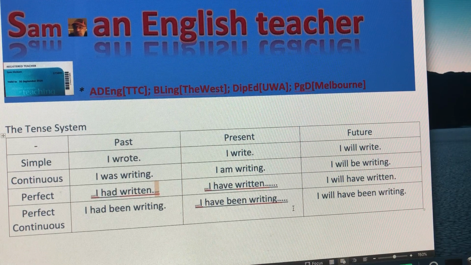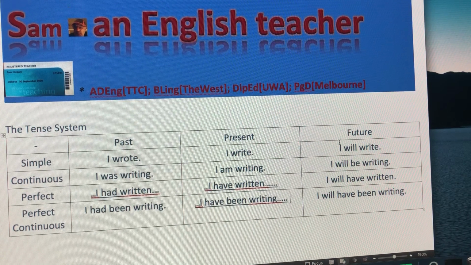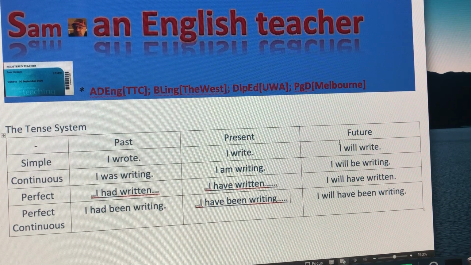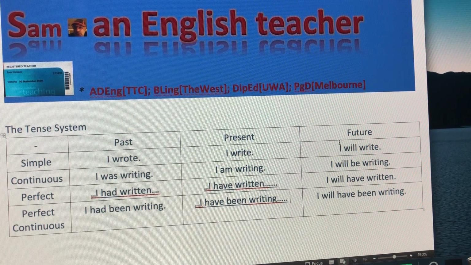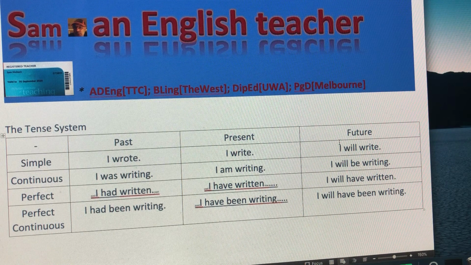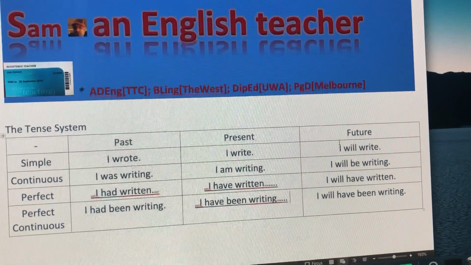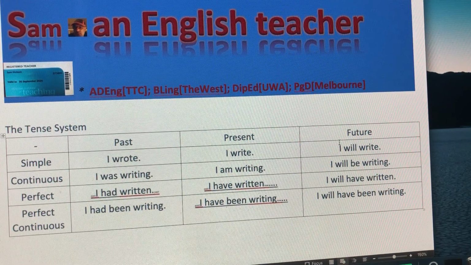Okay, let's move on to the future. I will write, a point of time. I will be writing, again a point of time, but continuous. I will have written, and that is for the future. That there is a time in the future that by that time I will have written a book. So it goes over a period of time.